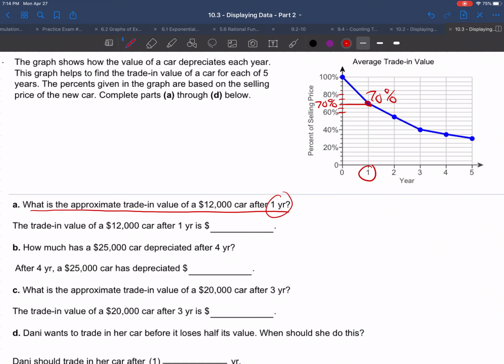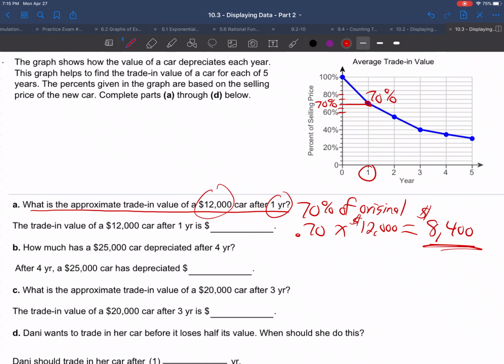So after 1 year, it's 70% of its original value. It's lost 30% of its value. So how do you figure that out? Well, you have to change that to a decimal. 0.70 of is always times. The original they're saying was 12,000. So if you multiply that on your calculator, I'm getting $8,400. So the car must have dropped from 12,000 down to 8,400, 70% of its value, after 1 year.